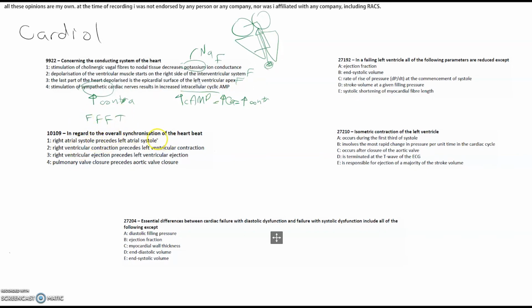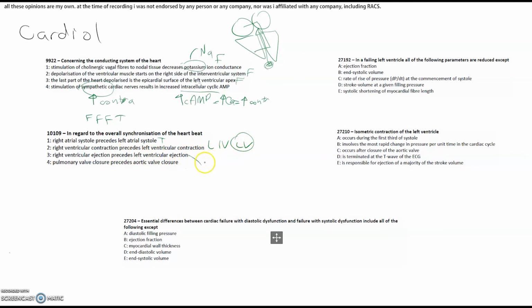In regards to the overall synchronization of the heart, right atrial systole precedes left atrial systole. This is true. Our depolarization is going to start with the SA node within the right atrium, so that is true there. Right ventricular contraction precedes left ventricular contraction. Based on the last question, we know that the depolarization is going to start on the left side of the IV septum, and the left ventricle is going to begin to contract first.